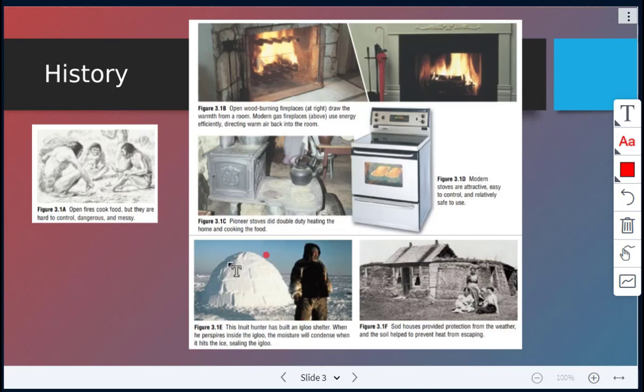In this diagram here, we are looking at an Inuit hunter who has built an igloo shelter right here. And when he perspires inside the igloo, that moisture actually condenses when it hits the ice, and then it seals the igloo, and therefore, again, provides warmth. Here in this figure, we have some sod houses, which you probably learned about in social studies. They were built from sod, and they provided protection from the weather, and that soil also helped to prevent heat from escaping.